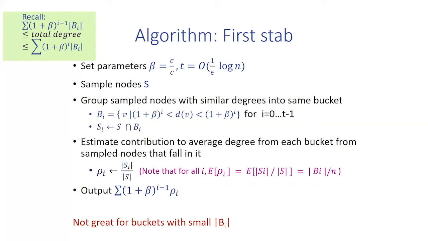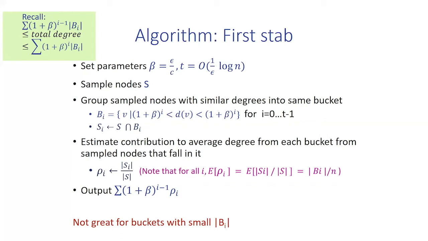Okay, so B sub i we just defined before, those are the nodes that land in a specific bucket. S sub i is the sampled nodes that fell in bucket B sub i. So I don't know all the nodes that fell in B sub i, I don't know the size of it, but I do know how many of the sample fell in B sub i. And we're going to use how many nodes fell in the sample to estimate the size of B sub i.